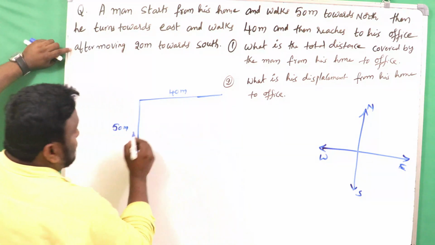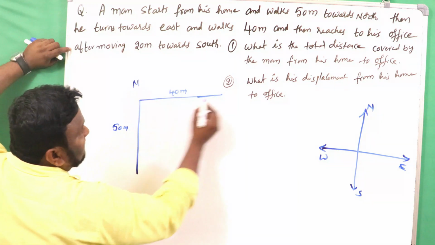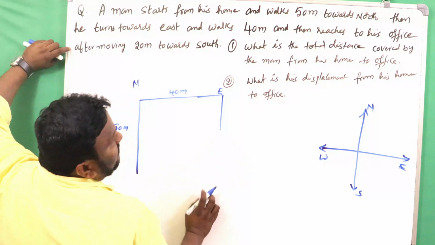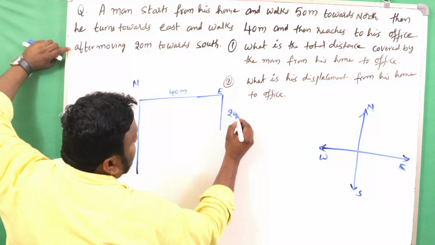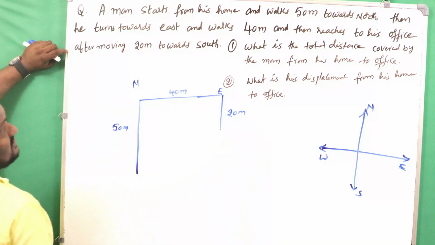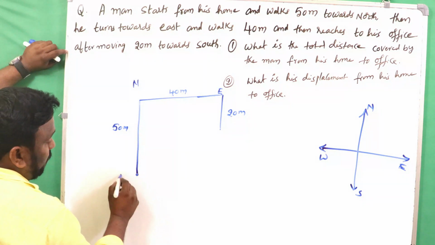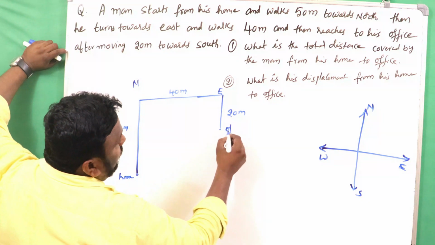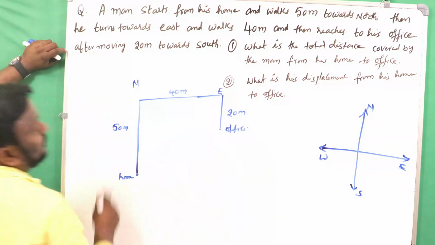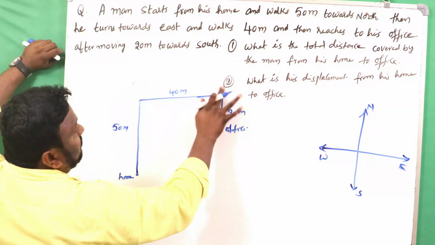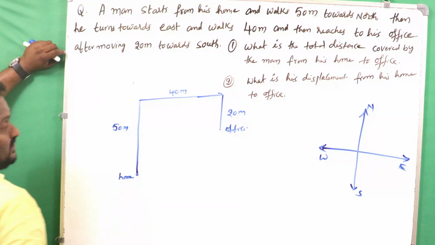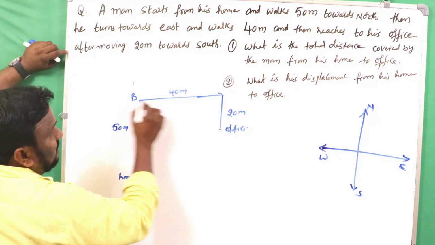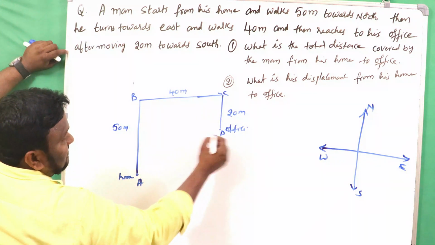So this is towards north, and this is towards east, and next one is towards south. How much distance traveled here? 20 meters. So this position is home and this position is office. Clear? So obviously we want to find out the distance and displacement. Here I am saying this is A and this is B and this is C and this is D.